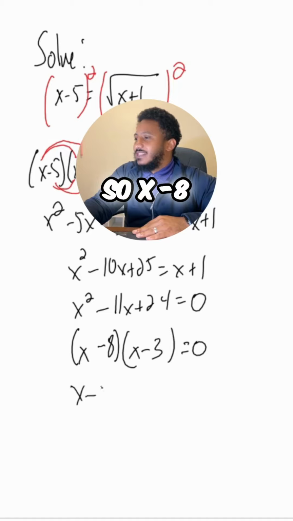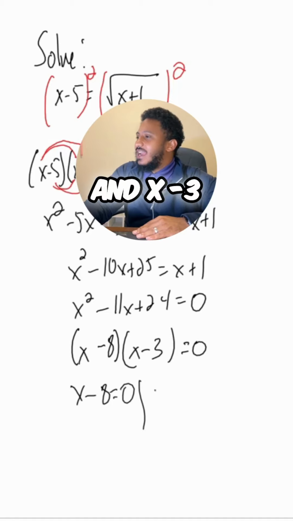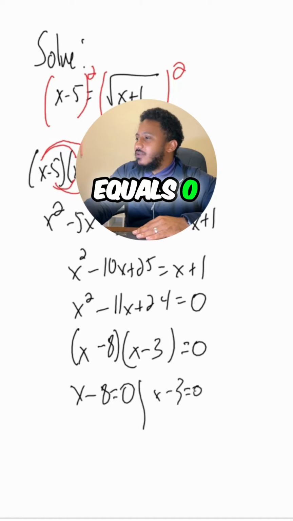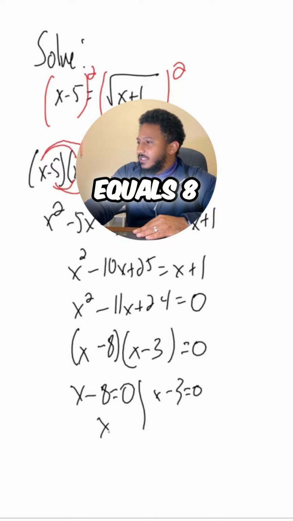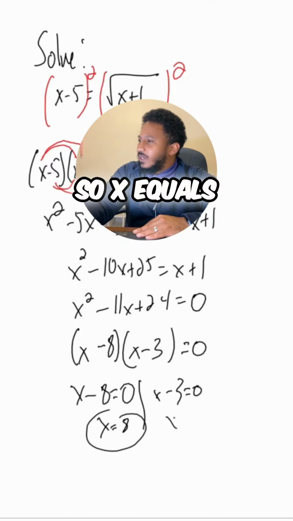So get 0 on one side, factor the other side, set each factor equal to 0. So x minus 8 equals 0, and x minus 3 equals 0. And we solve each of those separately. Here we add 8, we get x equals 8. And here we add 3, so x equals 3.